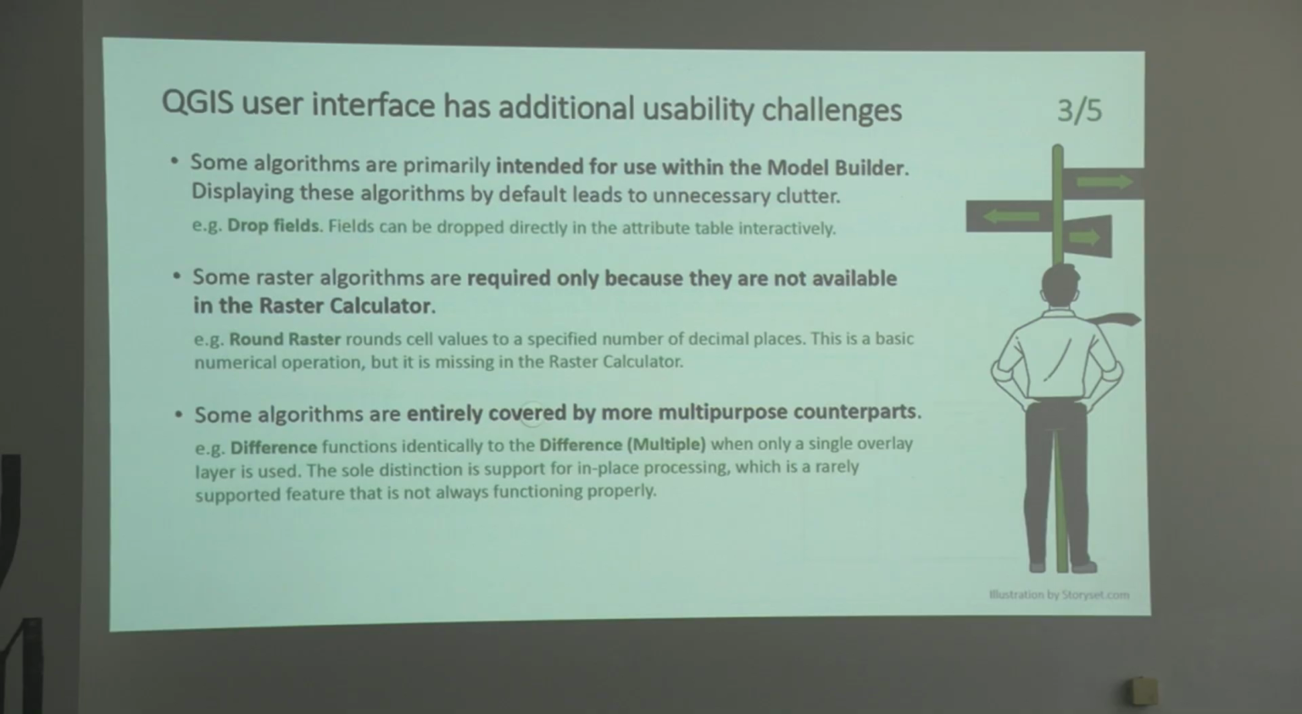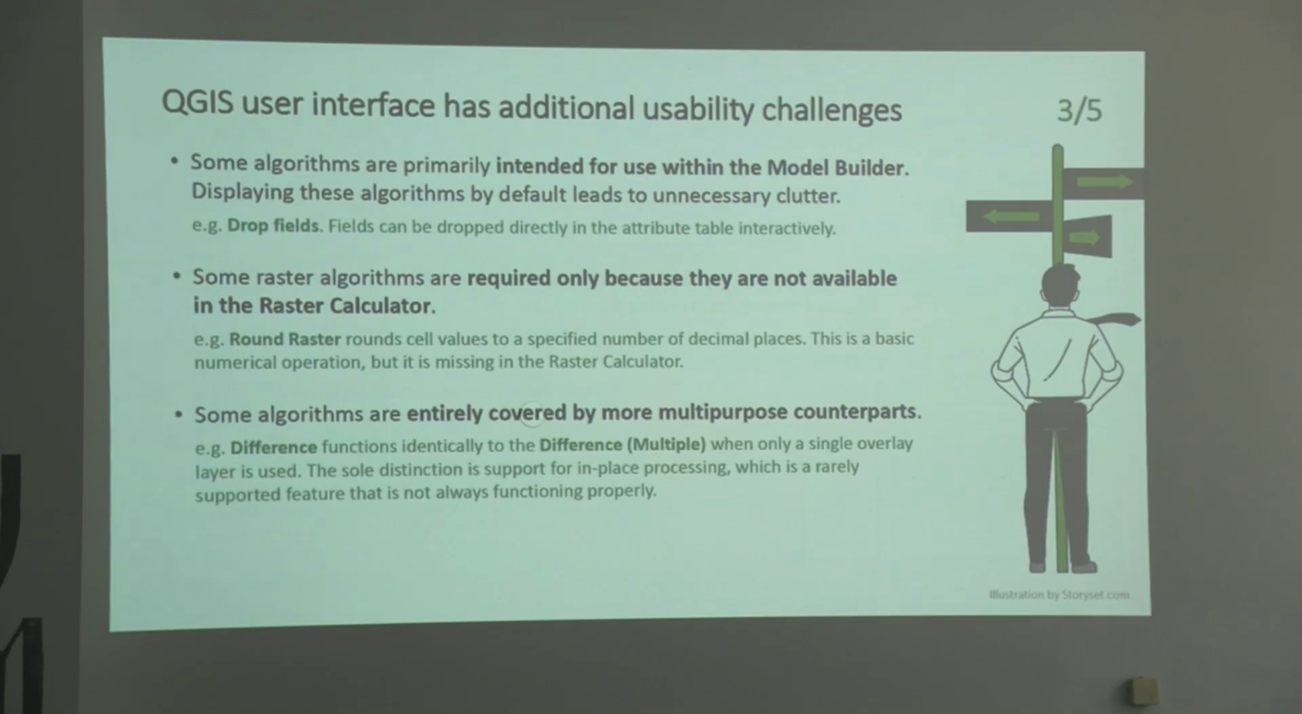Some algorithms are primarily intended for model builders. So, for example, drop fields. You can drop the fields very easily by using the attribute table, by using the interface. And for non-technical users, there is no need for this kind of tool. And the raster calculator is something very handy for non-technical users, in fact. And interestingly, some very basic operations like rounding the values are not available in the raster calculator. So you have to use an algorithm for that purpose.